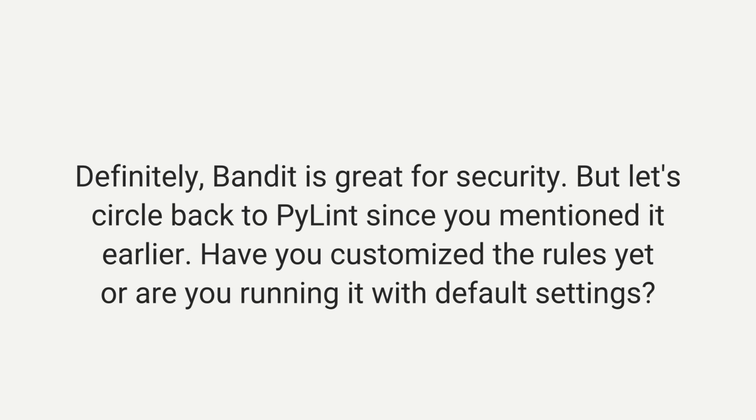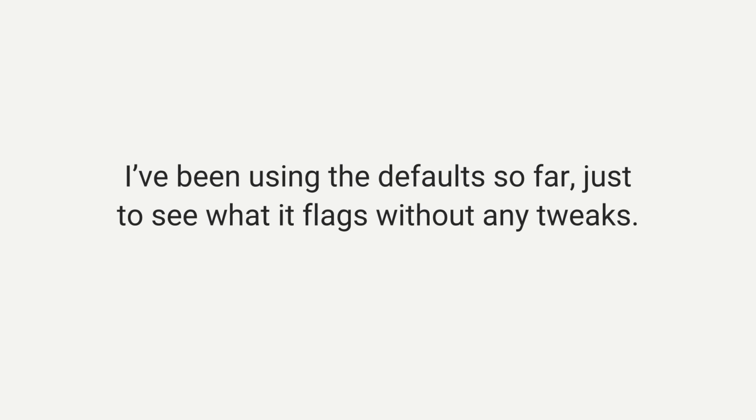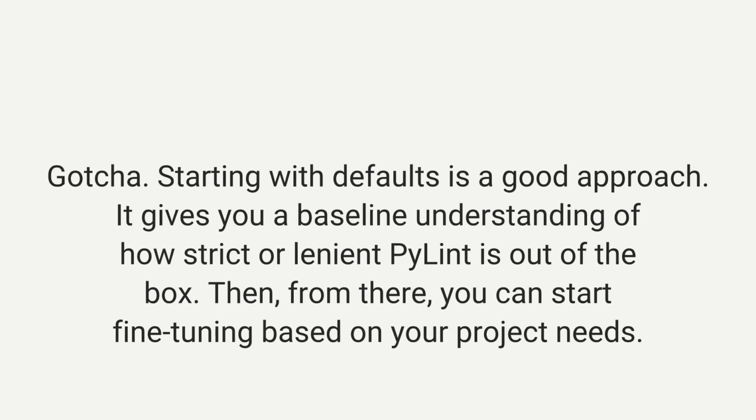But let's circle back to Pylint since you mentioned it earlier. Have you customized the rules yet? Or are you running it with default settings? I've been using the default so far just to see what it flags without any tweaks. Gotcha. Starting with defaults is a good approach. It gives you a baseline understanding of how strict or lenient Pylint is out of the box. Then, from there, you can start fine-tuning based on your project needs.